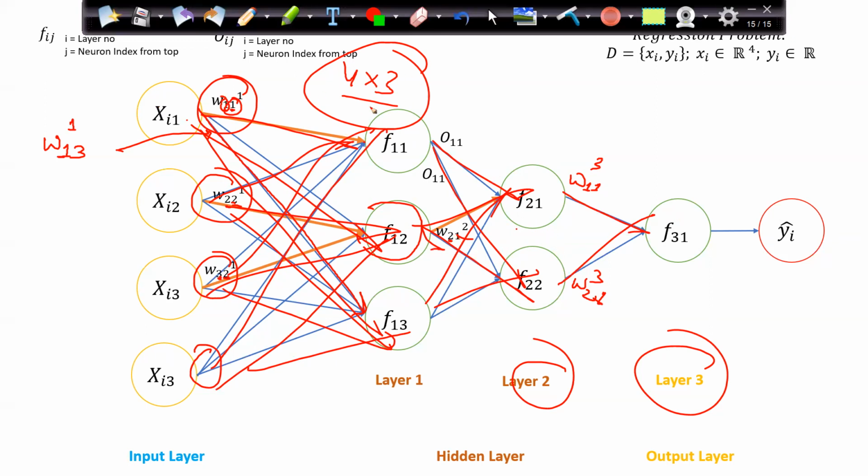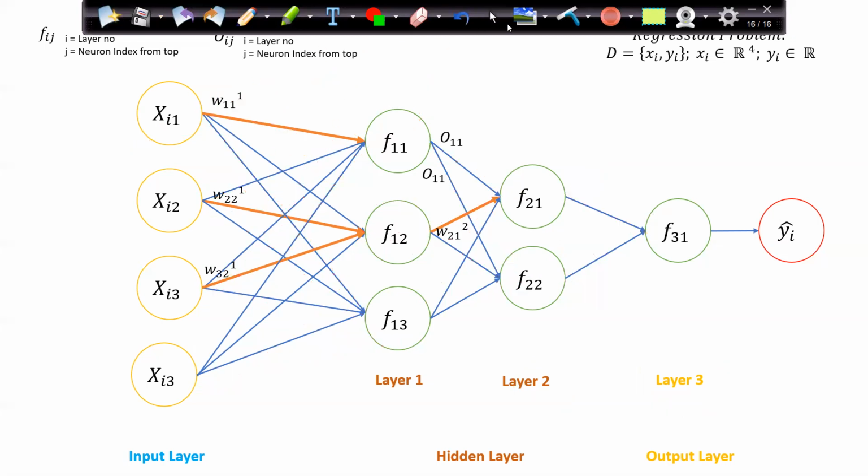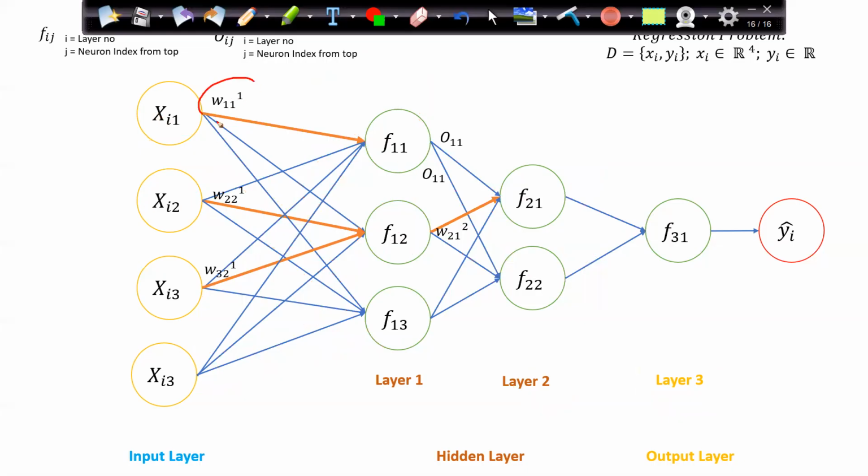So how will I denote that? Let's say I have these 4 cross 3 weights, right? So it will actually generate a 4 cross 3 matrix. Let's try to understand that. Let me go to the PPT again. So I have this W111. My first row will be W111, second column will be W121, and third is W131, which is this one.